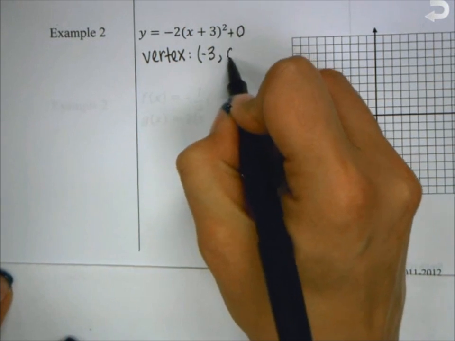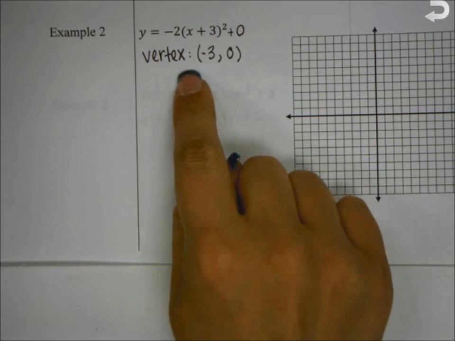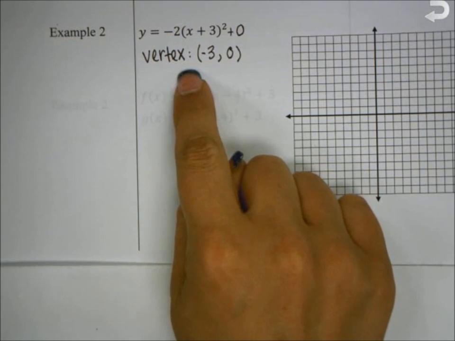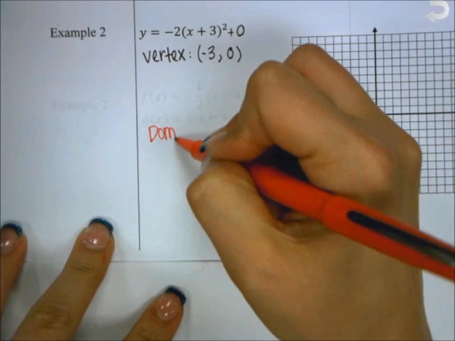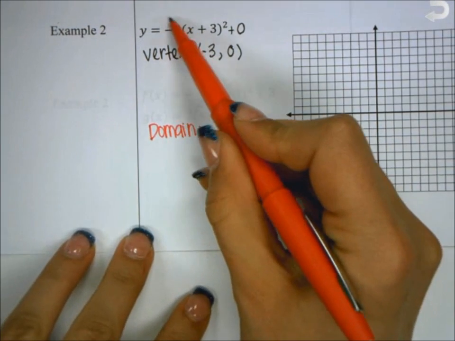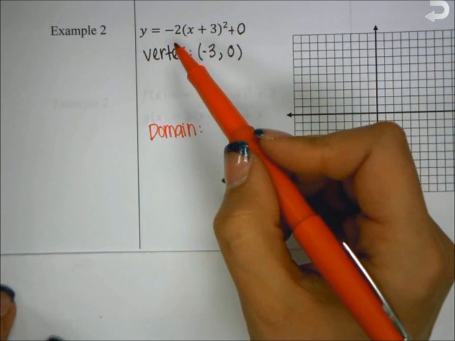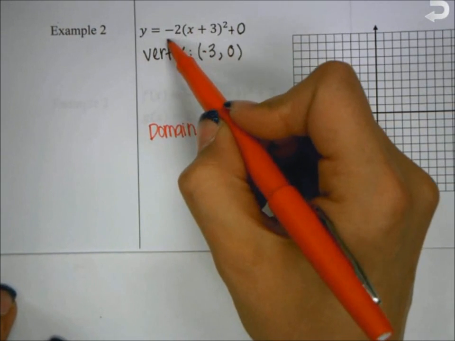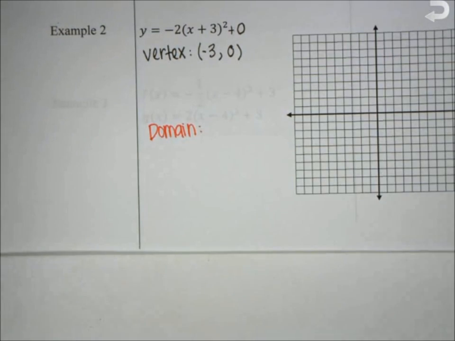So first thing we're looking for is domain. Now, let's just double check because eventually we're going to get to a point where this is not always going to be true. Look at my parabola. Is it opening up or down? Down. If it's opening down, what is my domain? All reals. We can plug in anything for x, right? Any number for x and we'll still get an answer.